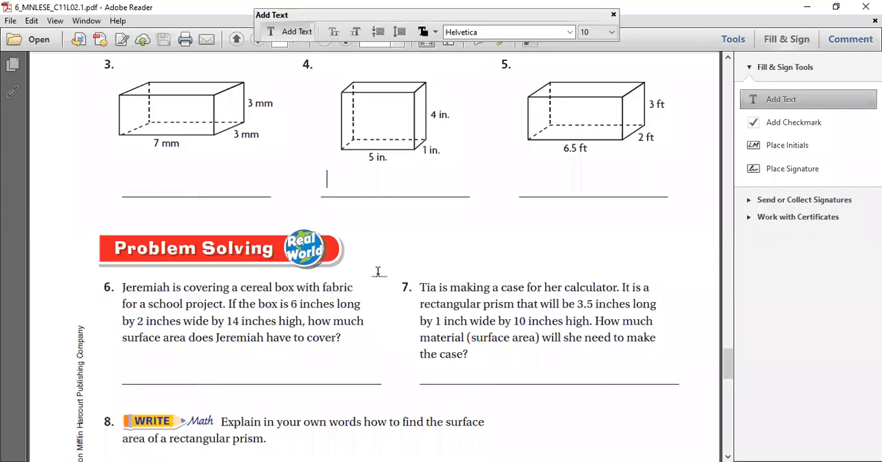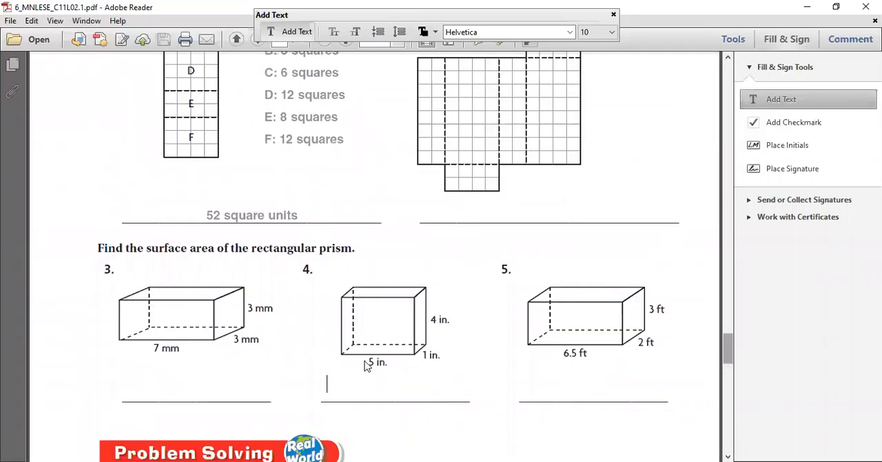So starting with question number 4, this was the homework for lesson 2, right? Question number 4, we had to find the surface area of the rectangular prisms. As you can see, the measurements are given here. The height is 4, the width is 1, and the length is 5. All we have to do is write the correct measurements on each corresponding side, and then name the faces and then find the surface area.